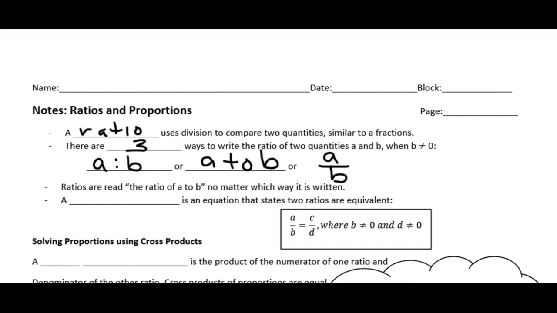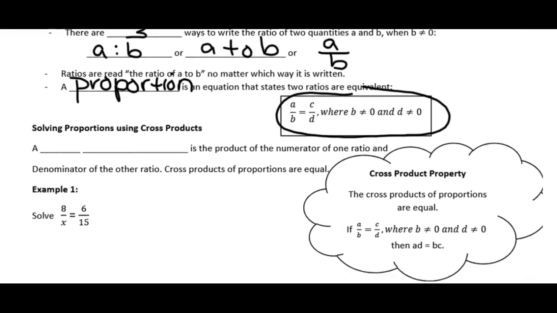And then the proportion is what we'll be looking at today. A proportion is when we have two ratios set equal to each other. And you can see that example here in the box. And notice it gives you that little statement that the denominators cannot be equal to 0 because then that's undefined. So solving a proportion.